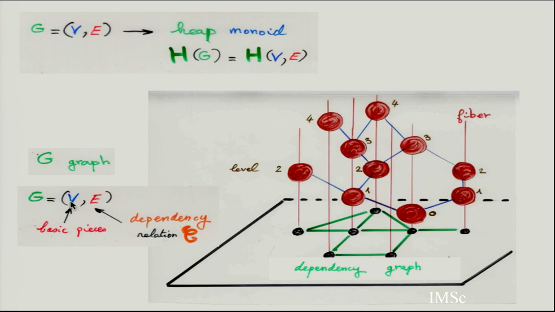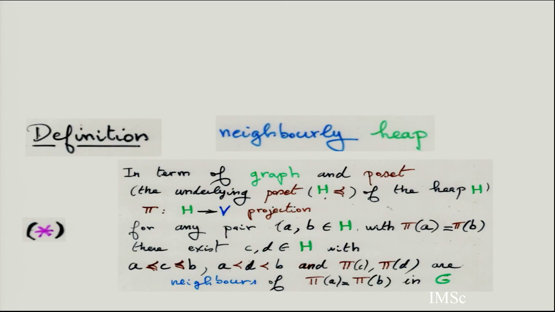The dependency relation is defined by the edges of the graph. So two vertices, which are the basic pieces, are dependent if and only if they are connected by an edge. The basic pieces are the vertices of the graph. Here, these balls are the basic pieces of the heap. I denote the heap over a graph by this notation. Any binary relation gives you a dependency graph.